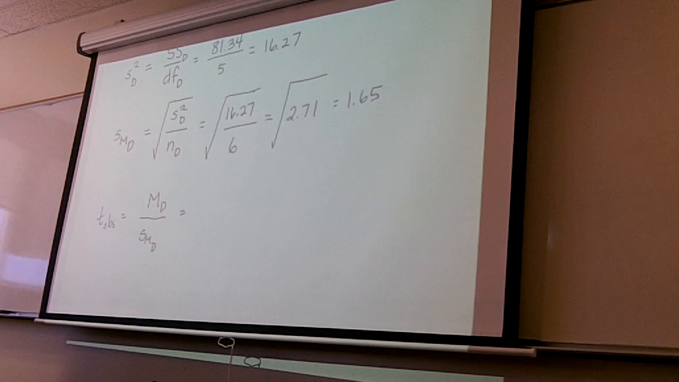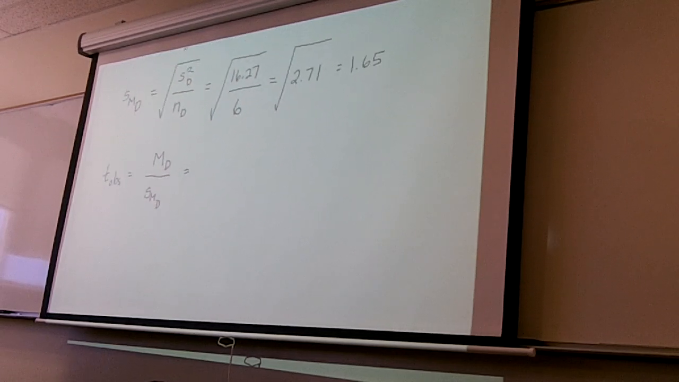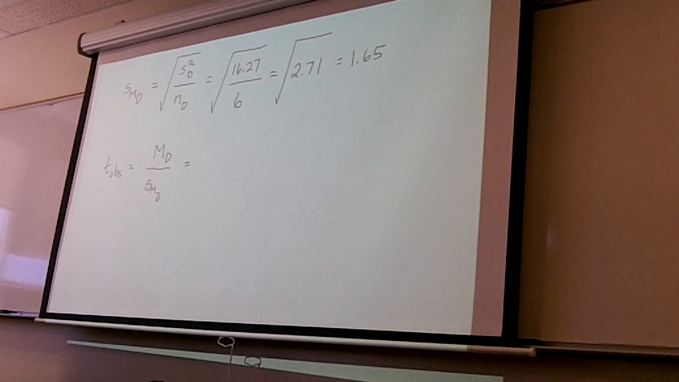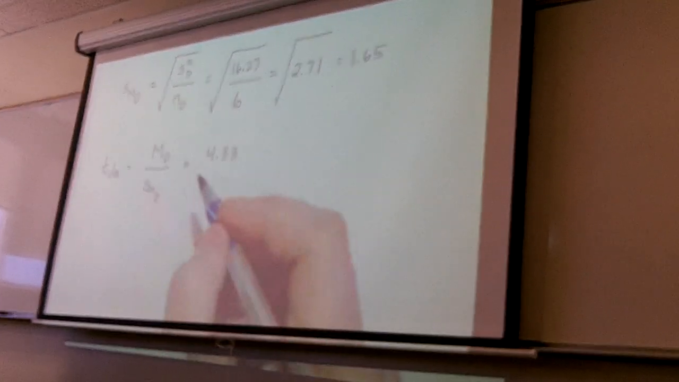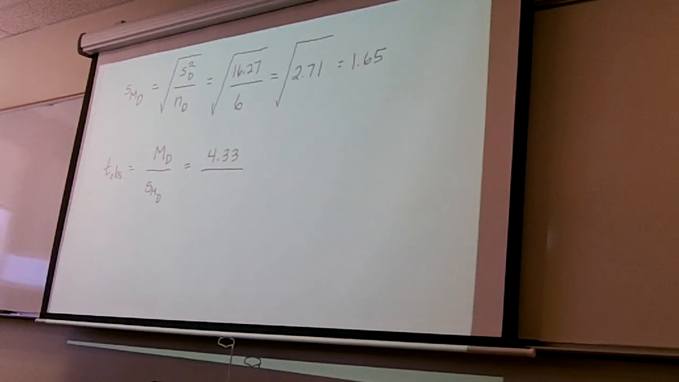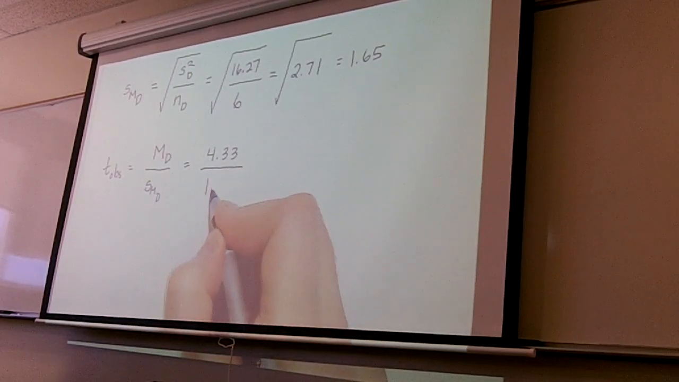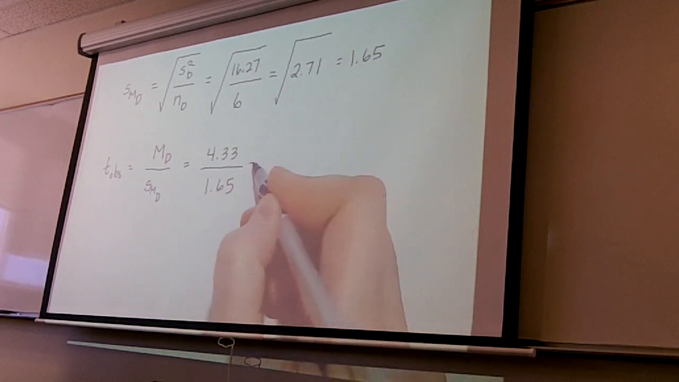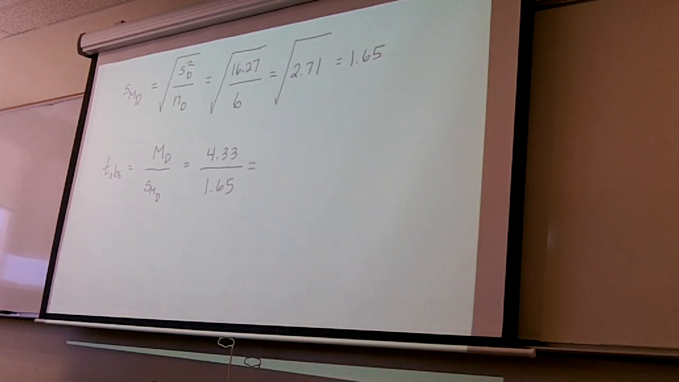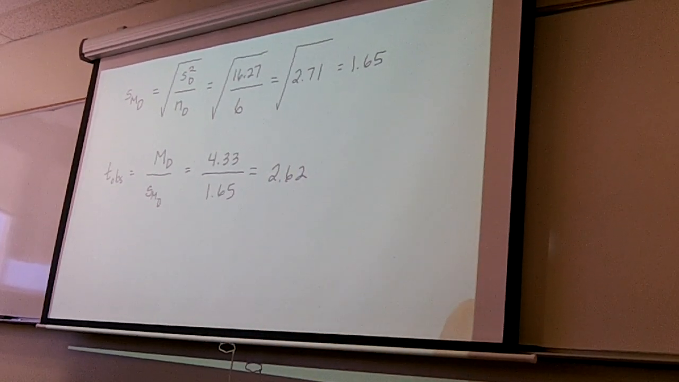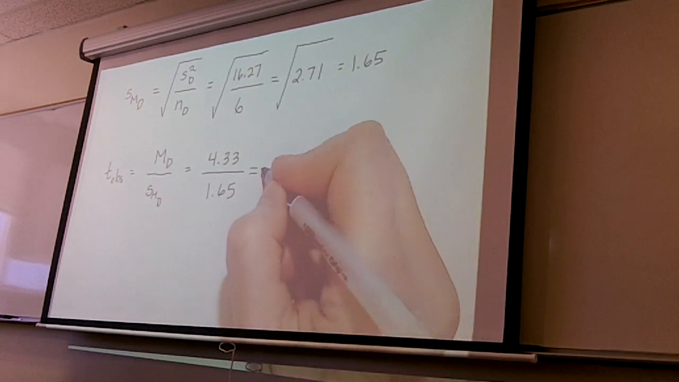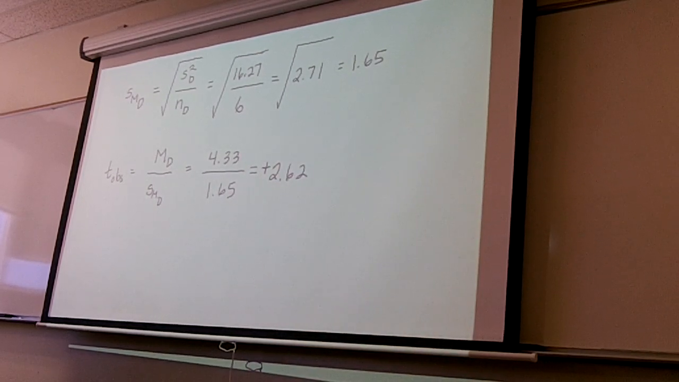Well, we saw right up at the top of the sheet that the mean of the difference scores was 4.33. And now our estimated standard error of the difference scores is 1.65. So what is t observed? 2.62. Okay, just 2.62? Positive 2.62. We're going to get in the habit.